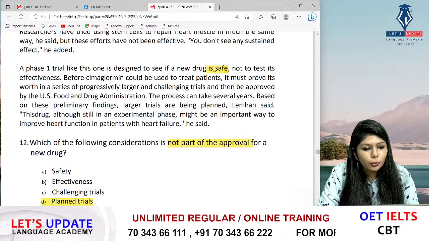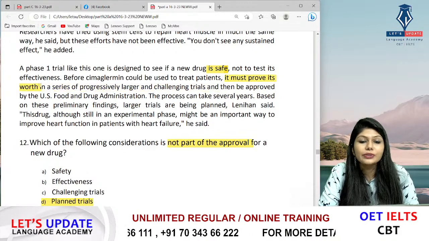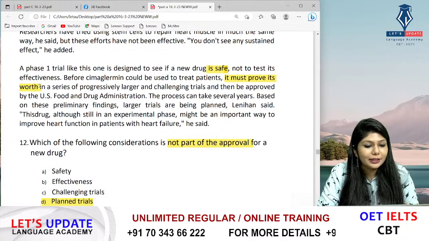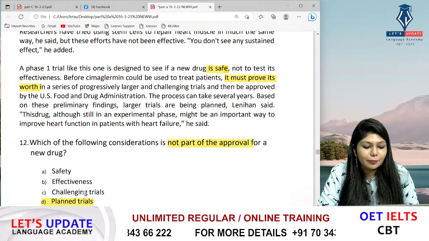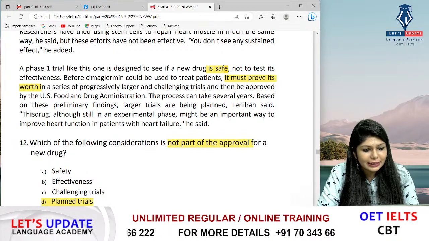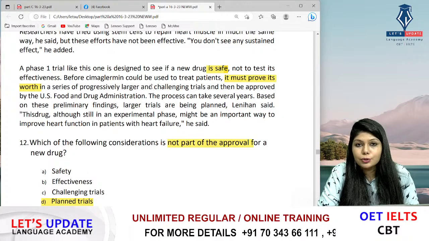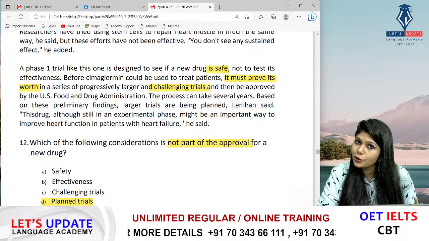It must prove its worth. What do you mean by proving its worth? That means it must prove that it's effective, it's working, right? So that is why B is also mentioned here. And moving to option C, yes, that is also mentioned here, challenging trials. They have to prove their worth in a set of challenging trials. So that is also mentioned.